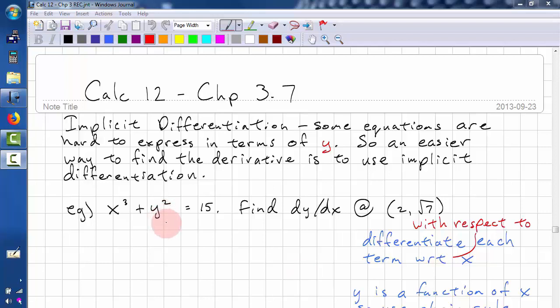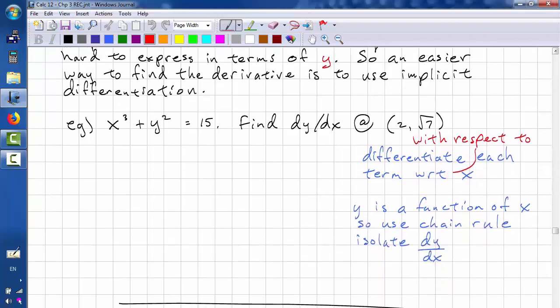This, we can do as an explicit function for y, but we're going to use this as an example because it's a little bit easier to start off with. What we want to do is differentiate each term with respect to x. And y is a function of x, so we can use the chain rule to isolate dy dx. We can view dy dx as y prime, but we'll start with Leibniz notation because it's easier.